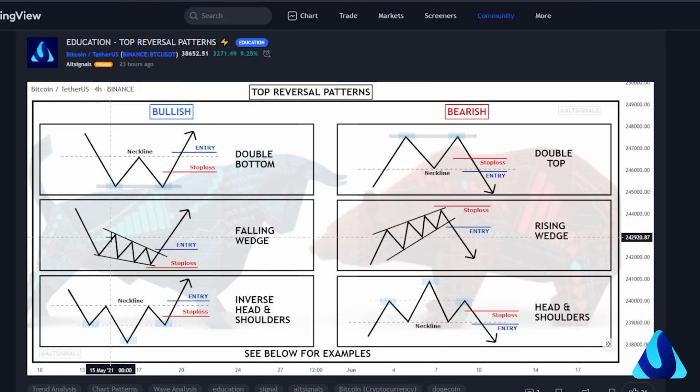Again, what we would look for is this particular pattern within a wedge, at which stage we'd place an entry point just off the breakout of that wedge and a stop loss below the bottom of that wedge as well. The same would apply: we would expect a breakout, and as soon as we see that breakout and it passes that initial level, we would place our trade.